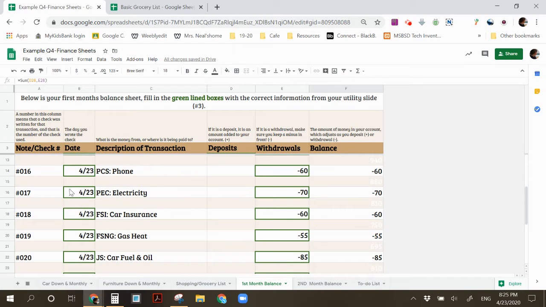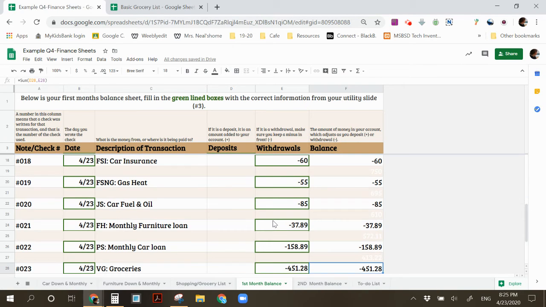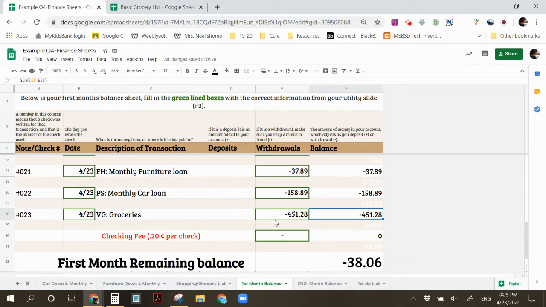All right, so I'm done putting in all my withdrawals for the month, and I'm down at the checking fee. Normally when you have checks made, sometimes they'll give you so many that are free, and then after some period, you have to actually pay for your checks. So each check is worth 20 cents.